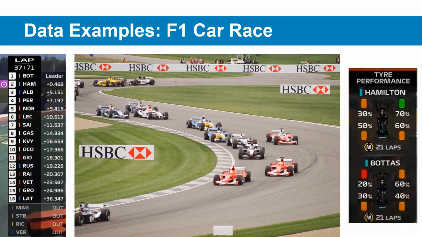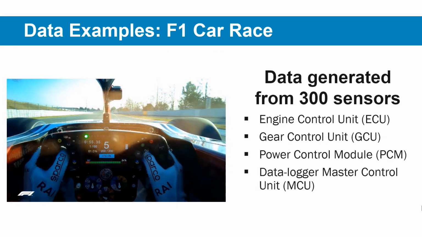So how are these decisions and predictions being made? From where is this data generated? The answer is over 300 sensors are generating an enormous amount of data every fraction of a second. These sensors are placed in 4 main units, that is around the engine, gearbox, power control module and data logger unit. All the gathered data are then processed to gain the insight and make predictions.